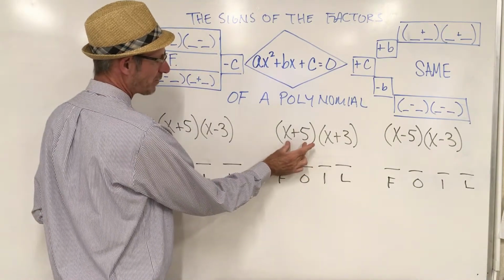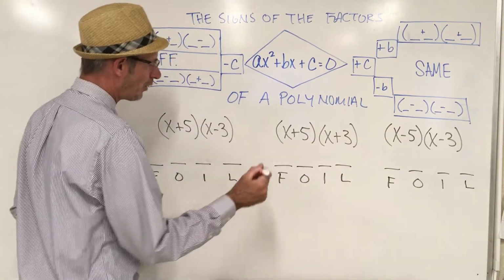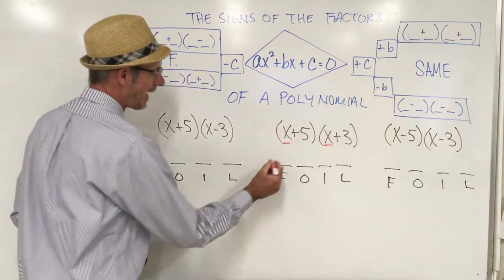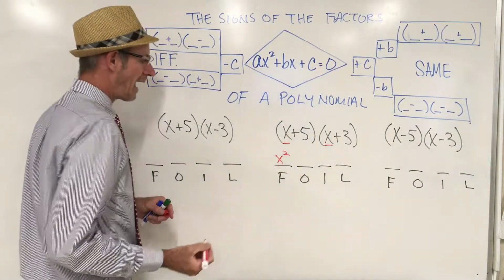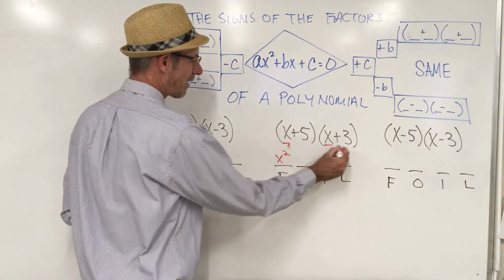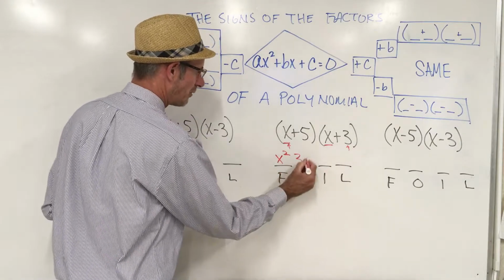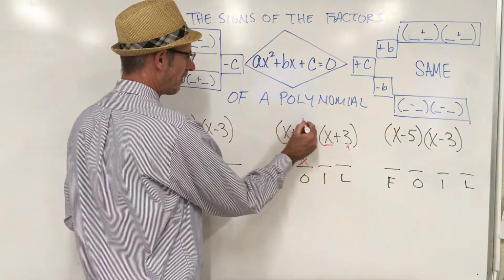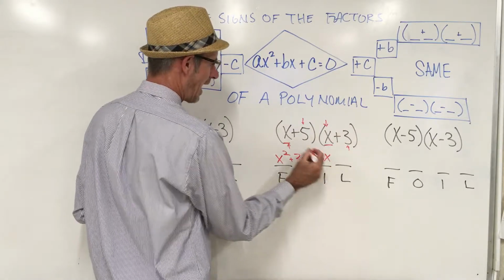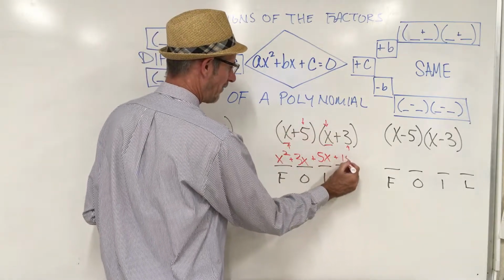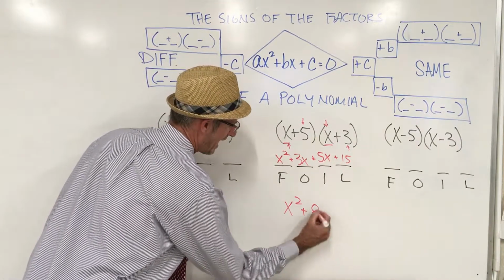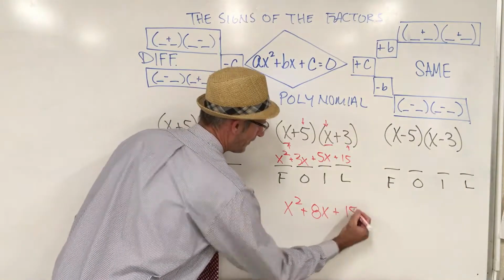So we're going to start out with this one here. We have x plus 5 and x plus 3. So when I look at my first terms in each set of parentheses, that's going to be x squared. And then I'm going to take a look at my outer terms. So x is an outer term and 3 is an outer term, so that's 3x. My inner terms, 5 and x make 5x. And 5 times 3 is 15. So we have x squared plus 8x plus 15.